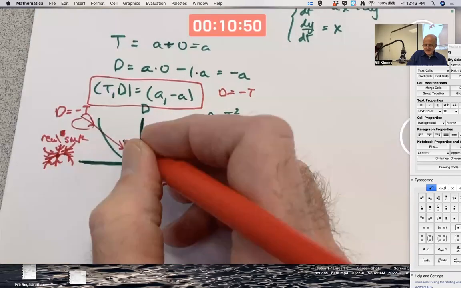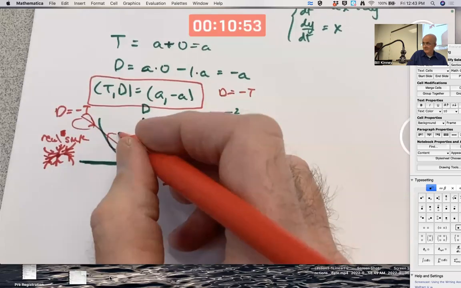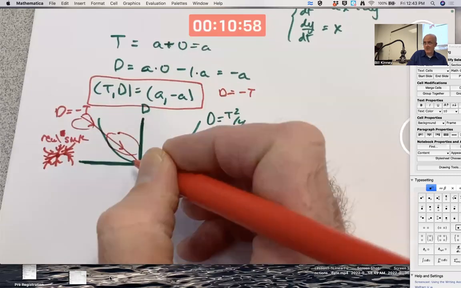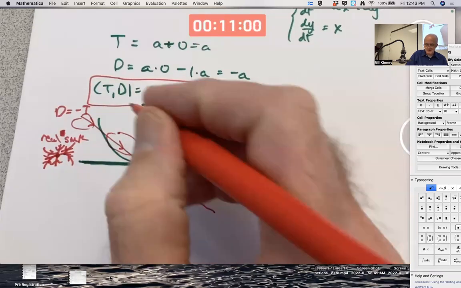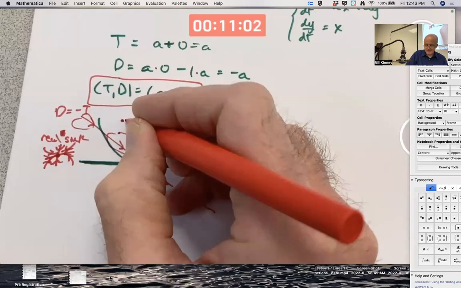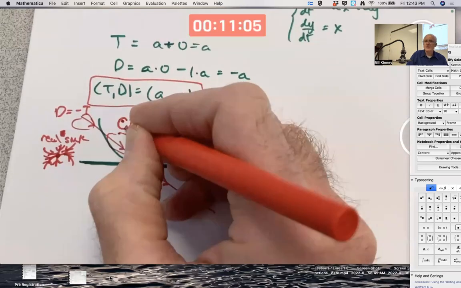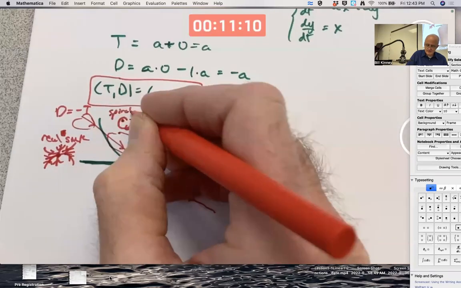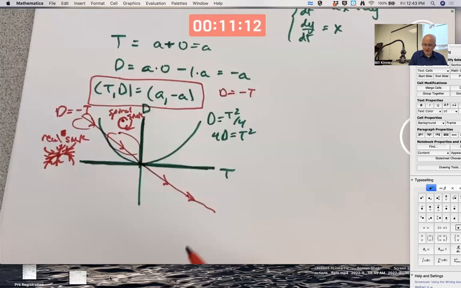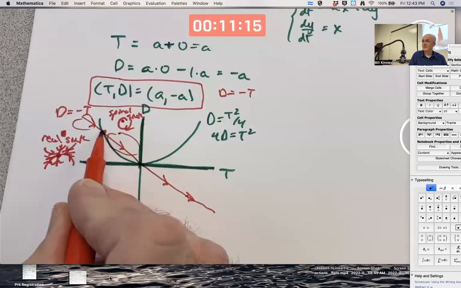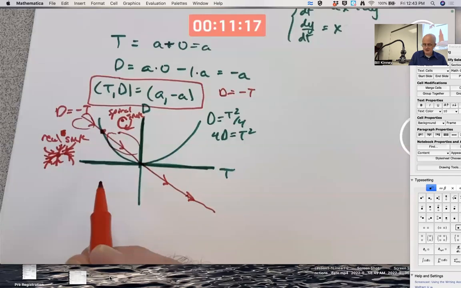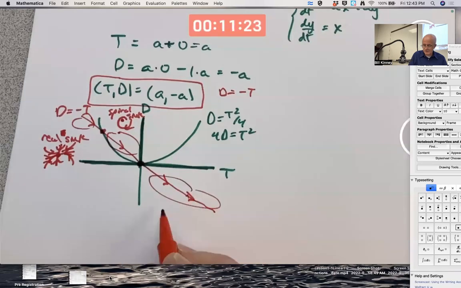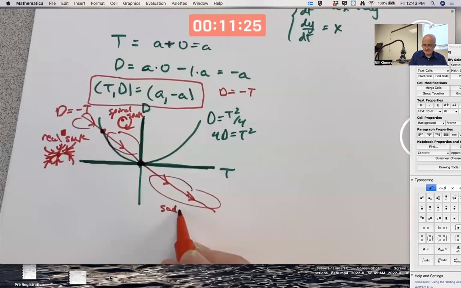When A is such that you're in here, A is still negative, but only slightly so, then the origin is a spiral sink. Real sink over here, spiral sink over here. Some bifurcation value happens when you cross the repeated-eigenvalue parabola. But then another bifurcation happens when you cross the origin and come down here. And when you're down here, the origin is a saddle point.